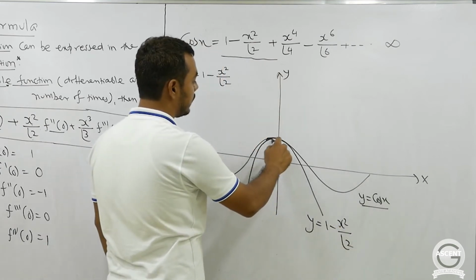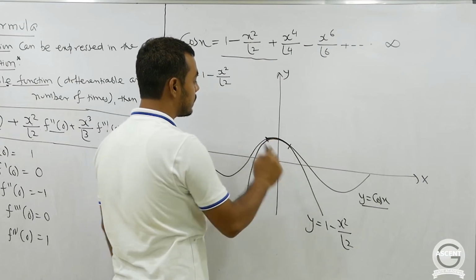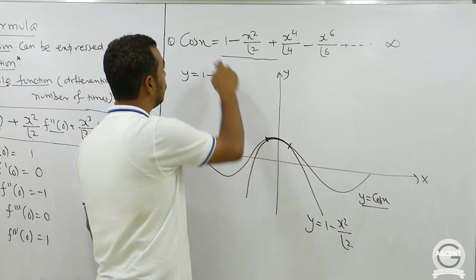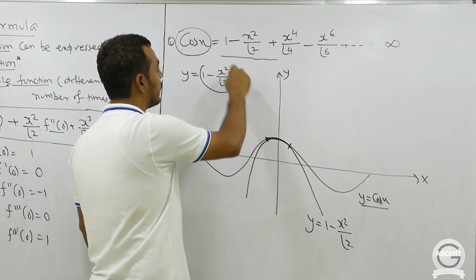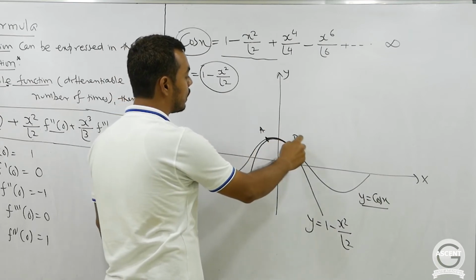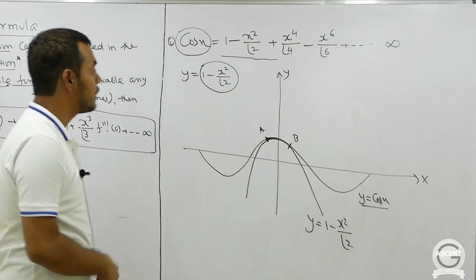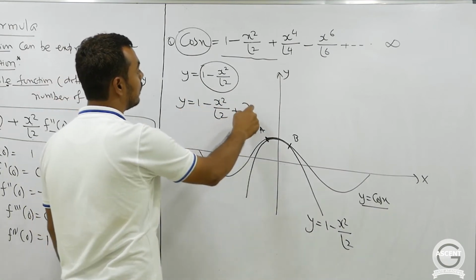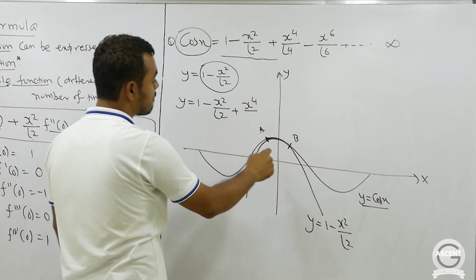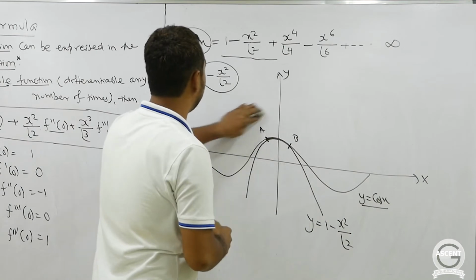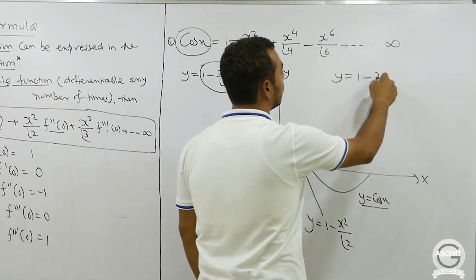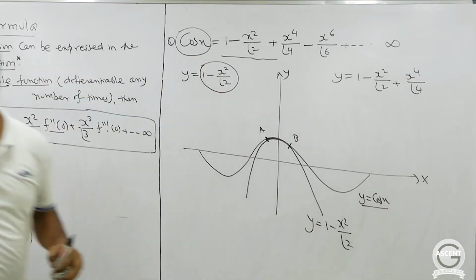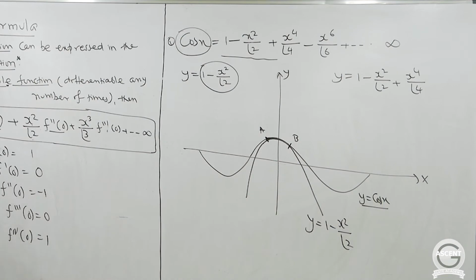Now as you can see, these two graphs are exactly overlapping when x is very close to 0. When x is close to 0, the value of cos x is exactly the same as 1 minus x square by 2 from this point A up to B. Suppose I add one more term here: 1 minus x square by 2 factorial plus x to the power 4 by 4 factorial.